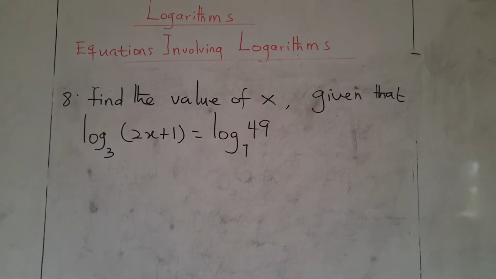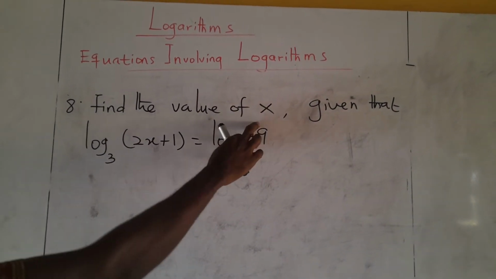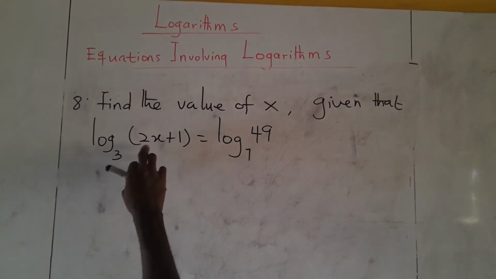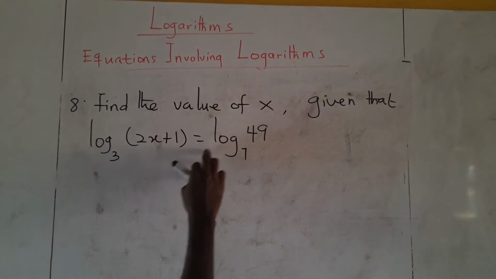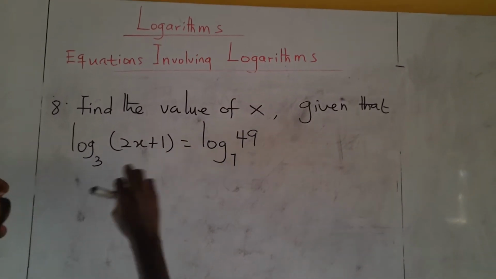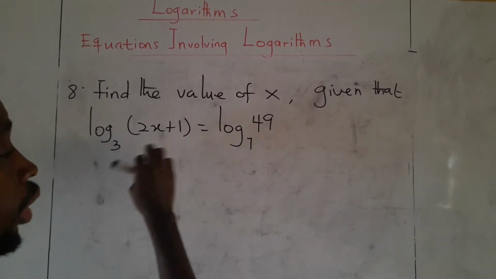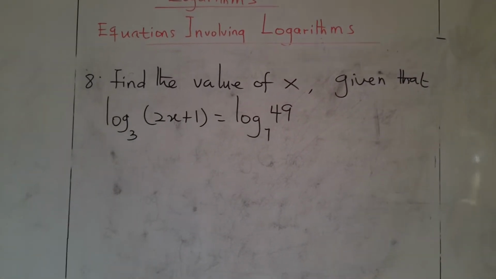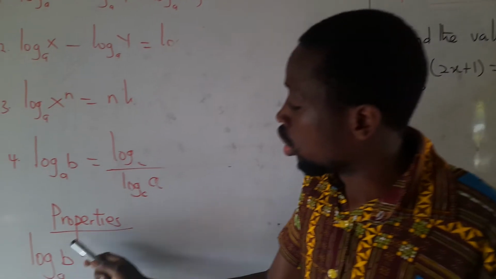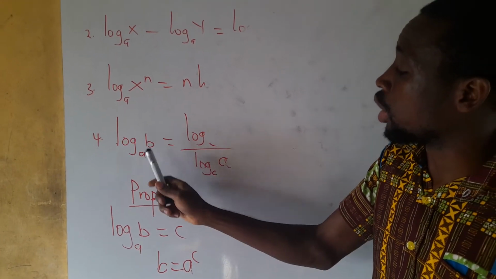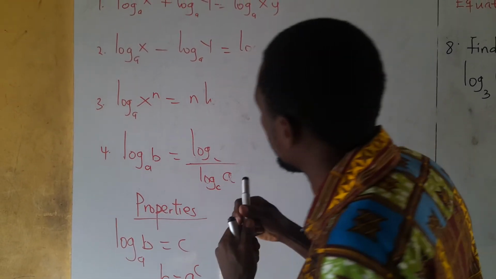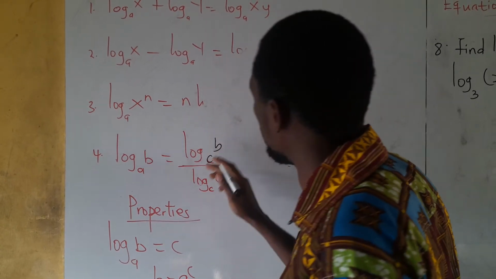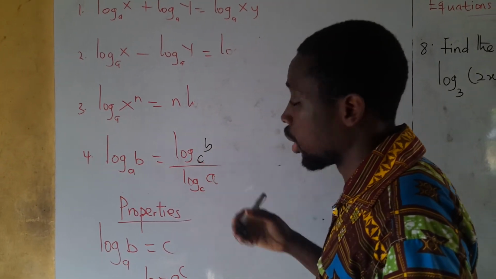So let's look at our next question. They say find the value of x given that log of 2x plus 1 base 3 is equal to log 49 base 7. You realize that the bases are not the same. So this is called a change of base. We are going to use this law, which says that log b base a is equal to log b base c over log a base c.